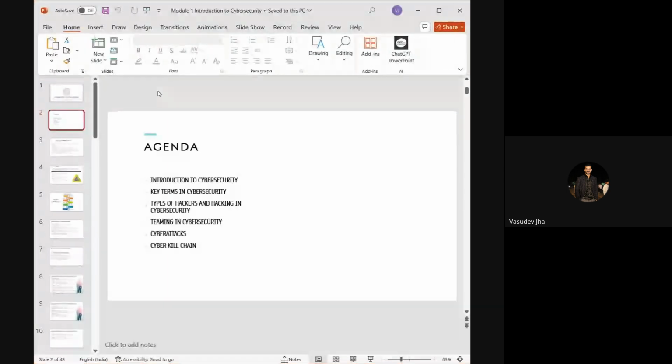So in this slide, the agenda is the introduction and the key terms in cybersecurity. Now we will understand the types of hackers and hacking in cybersecurity. Then we have some teamings. We will understand what the teamings in cybersecurity are. Then we will go for cyber attacks and the cyber kill chain. With these, you will get an idea of what cybersecurity is, what we do in cybersecurity, and how we are going to perform this.